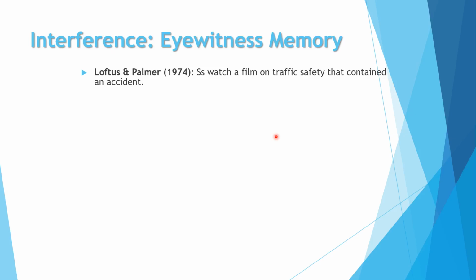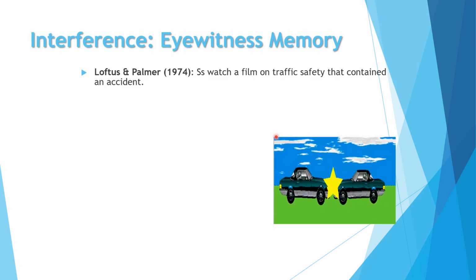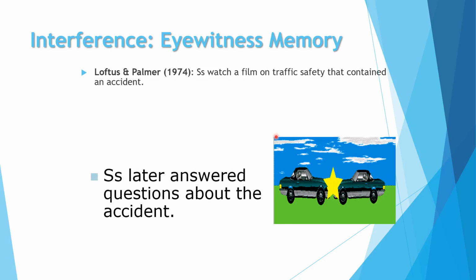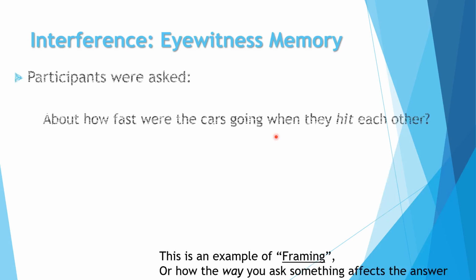I'm going to give you one example for why eyewitness memory might not be so great. And I've already told you examples for why eyewitness memory might actually be really good as long as it is elicited correctly, soon after the event and without opportunities for reconsolidation. So in this experiment, participants watched a film about traffic safety where they saw an accident happen. And after they saw the video, they were asked a question. The question was, how fast were the cars going when they hit each other?